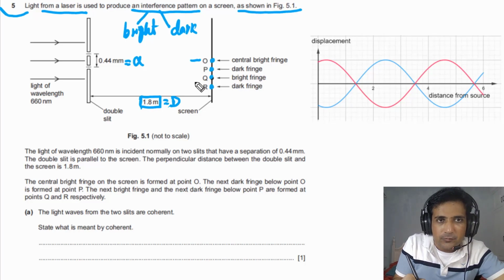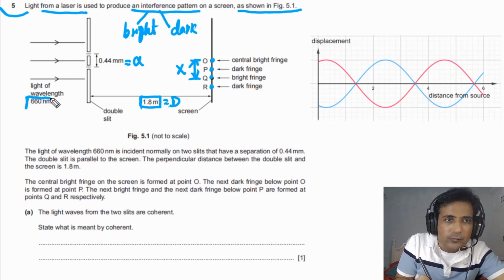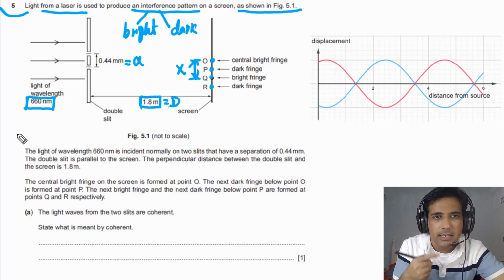Fringe spacing, we need to understand, is the distance between two consecutive bright fringes, and we can use the letter x for fringe spacing. The wavelength of the incident light is also given. That is equal to 660 nanometers.